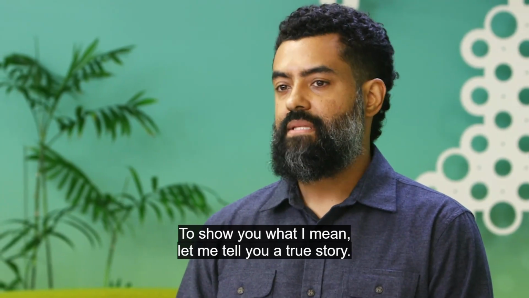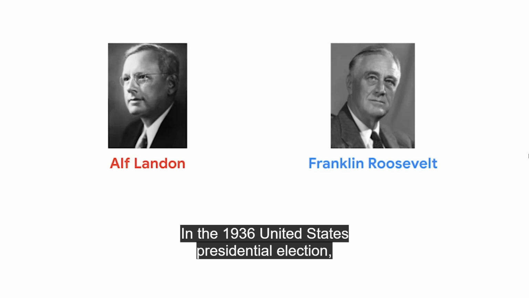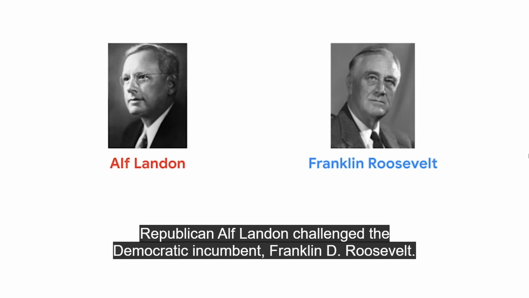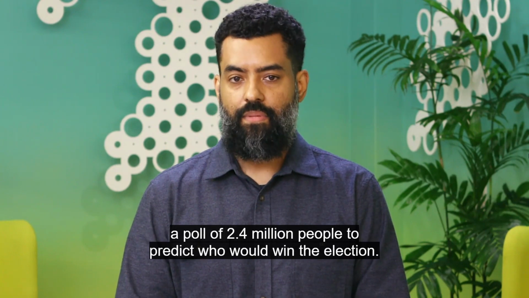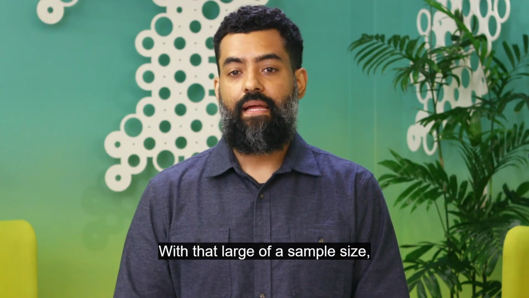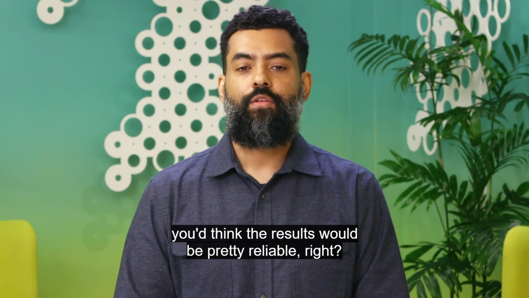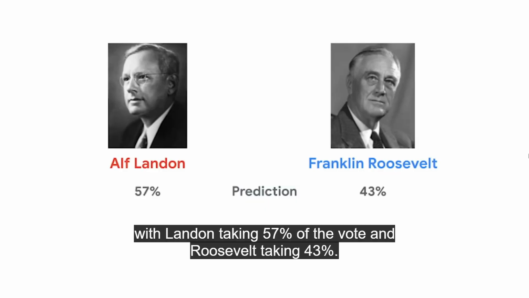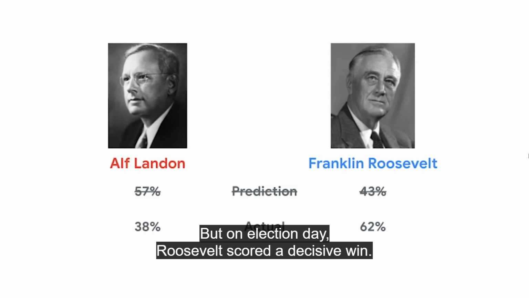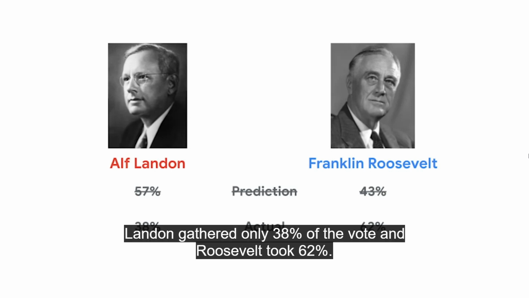To show you what I mean, let me tell you a true story. In the 1936 United States presidential election, Republican Alf Landon challenged the Democratic incumbent, Franklin D. Roosevelt. The Literary Digest, one of the most respected magazines of the era, conducted a poll of 2.4 million people to predict who would win the election. With that large of a sample size, you'd think their results would be pretty reliable, right? You'd be wrong. The Literary Digest predicted Landon would beat Roosevelt, with Landon taking 57% of the vote and Roosevelt taking 43%. But on election day, Roosevelt scored a decisive win. Landon gathered only 38% of the vote, and Roosevelt took 62%.